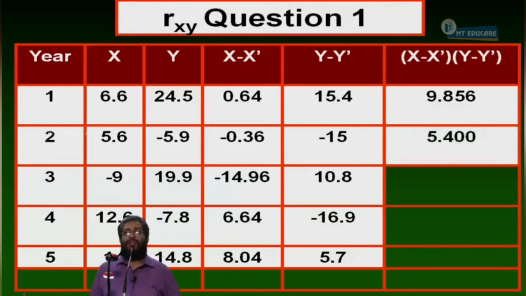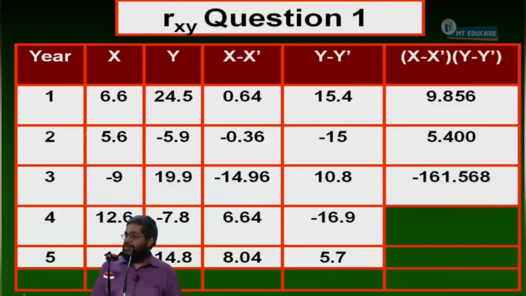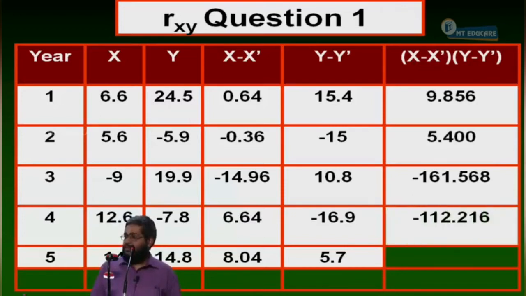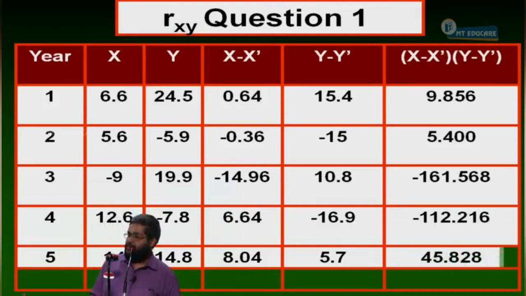5.400. Minus 14.96 into 10.8 is equal to minus 161.568. 6.64 into minus 16.9, I want a number. Minus 112.216. 8.04 into 5.7 is going to give me 45.828.